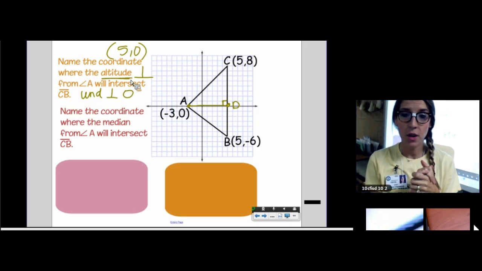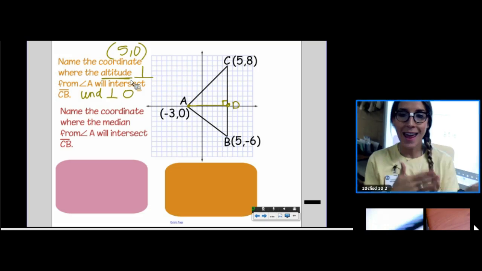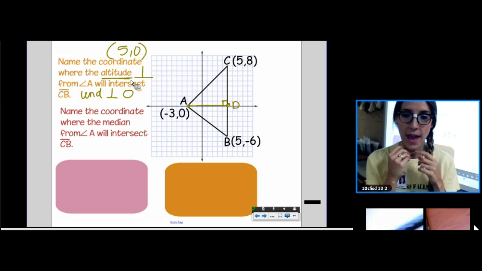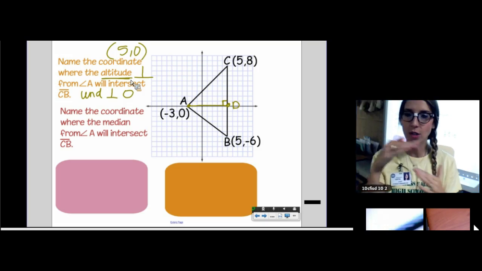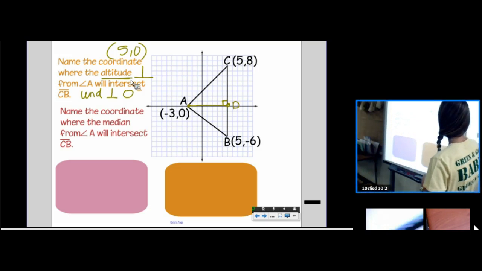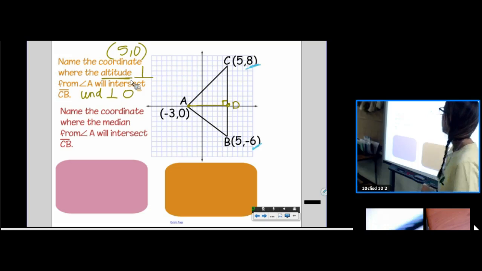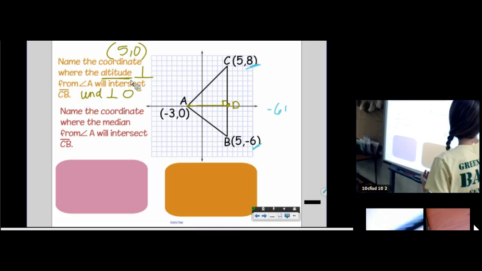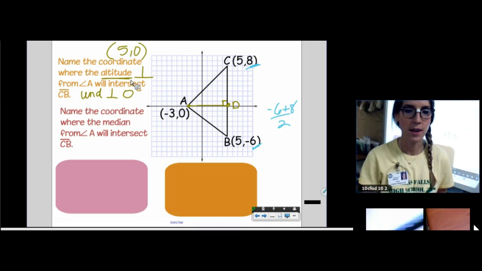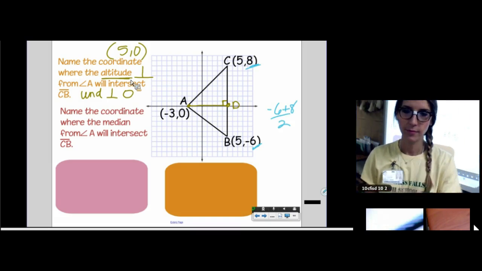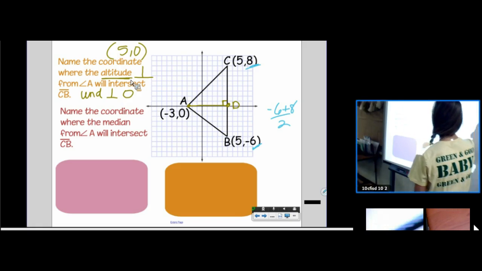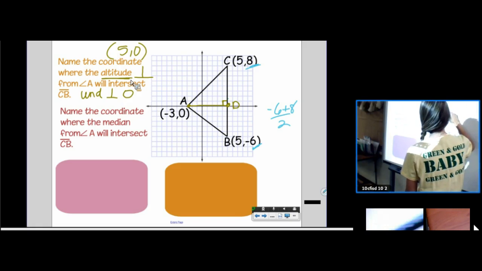Good. So don't assume that AD serves as an altitude and a median. Don't assume it's doing two jobs. You have to calculate the midpoint of CB. And you can do that easily by looking at these coordinates. What's the middle of 8 and negative 6? You could actually add them up and divide by 2. What's the middle? 1. So yeah, the median, his coordinate would be 5, 1.